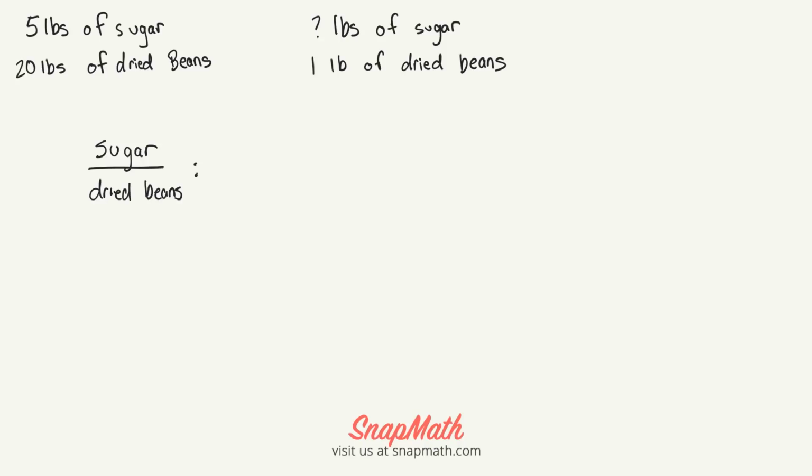All right. So now the first thing I'm going to do is write my first fraction of the proportion. So I have two fractions, and I'm going to set them equal to each other. The first one is the 5 pounds of sugar over the 20 pounds of dried beans, just because that's the ratio that they give us. So we're going to use that. So it's 5 over 20. And then the second fraction is going to be x, which is the amount of sugar we don't know, over 1 pound of dried beans. So as you can see here, I did sugar on top of both fractions and dried beans on the bottom.